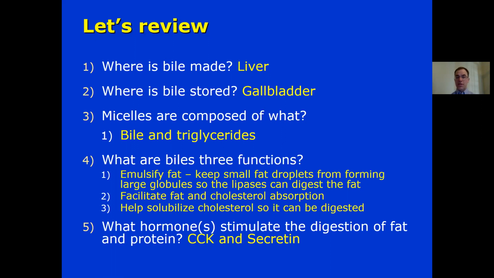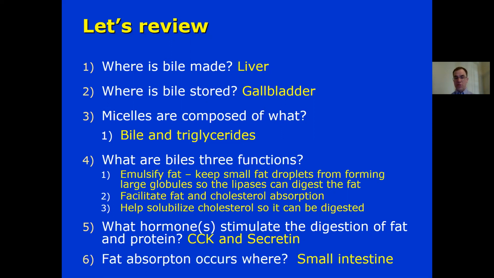What hormones stimulate the digestion of fat and protein? Again, CCK, cholecystokinin, and secretin, as we just saw in the circulation and the release of them right after a meal once the chyme makes its way into the small intestine. And then fat absorption occurs in the small intestine.